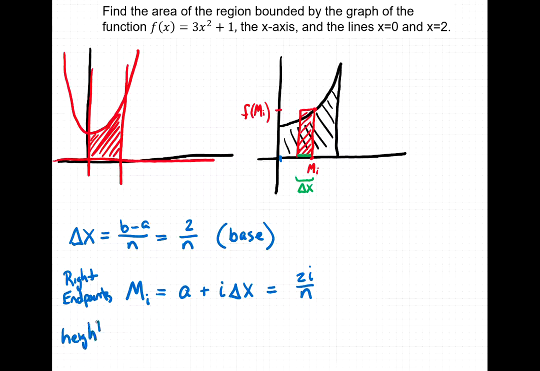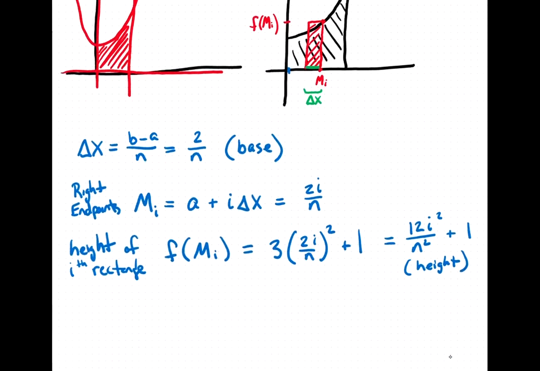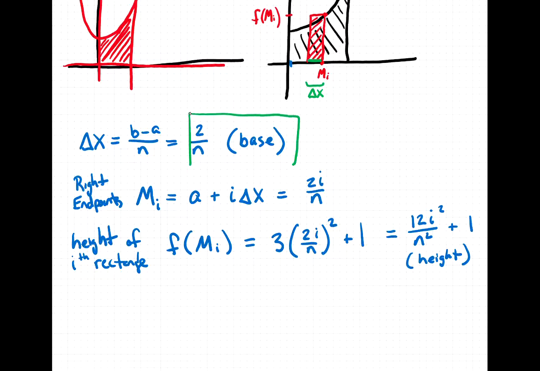So let's say the height of, we'll say it's the ith rectangle. So that's f of M sub i. So we plug 2i over n into our f of x function. So that's 3 times 2i over n squared plus 1. And so 2 times 2 is 4, times 3 is 12, so that's 12i squared over n squared plus 1. And that's the height of the rectangle. So now we have an expression for the base and the height of each rectangle.